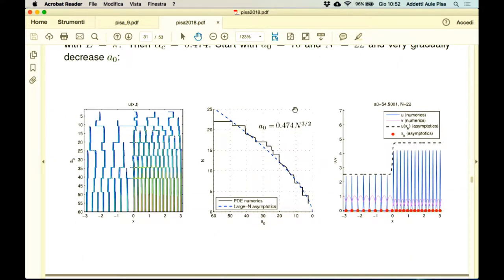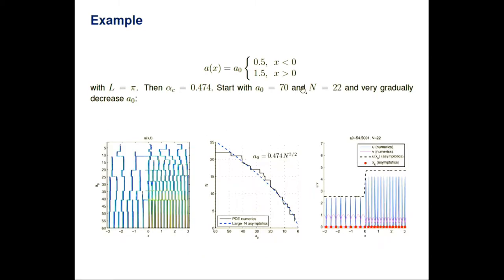And another example where we have a piecewise density. This is a piecewise density where A is 0.5 in this region and 1.5 in this region. And then this is the steady state numerical prediction versus the analytical prediction that works really well. And also these coarsening thresholds work well as well.